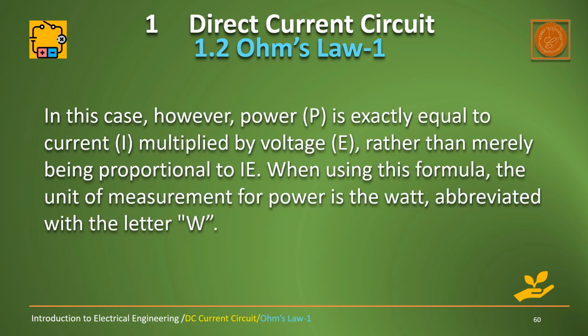In this case, however, power P is exactly equal to current I multiplied by voltage E, rather than merely being proportional to IE. When using this formula, the unit of measurement for power is the watt, abbreviated with the letter W, but we never pronounce W, we call it watt.